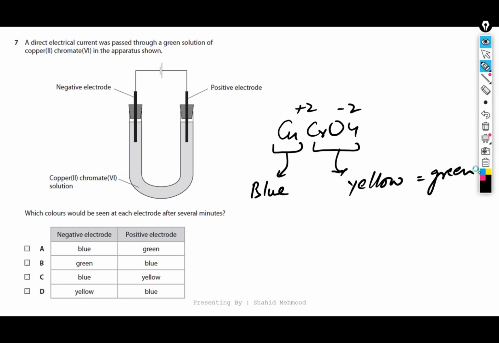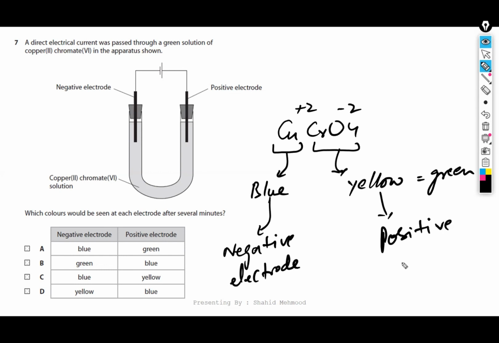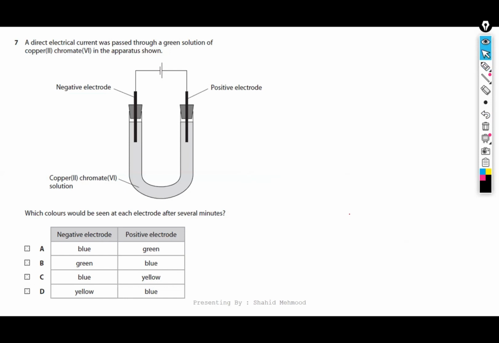But when the solution is kept in this tube and the electricity is passed, the copper ion will go to the negative electrode because opposite ions attract each other, while the chromate will go to the positive electrode. Here the question becomes very simple: they are asking which color will come to the negative electrode and which to the positive one. To the negative electrode blue color will come, while at the positive electrode yellow color will come. So the correct option is option C.